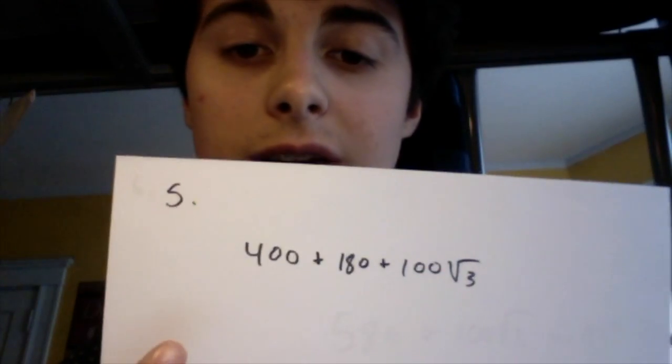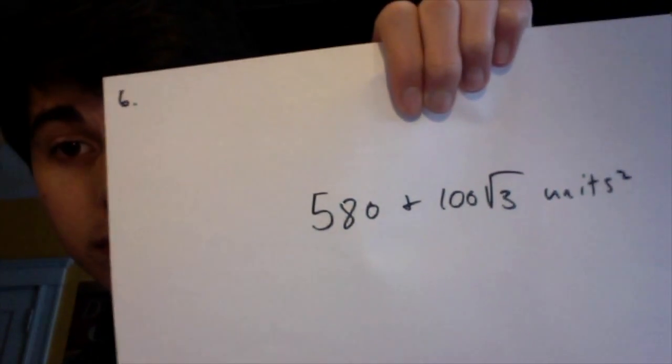So now we just have to combine all the parts. So we have the square, which is 400, plus the little right triangle, which is 180, and the equilateral, 100 root 3. And we get, ta-da, 580 plus 100 root 3 units squared.